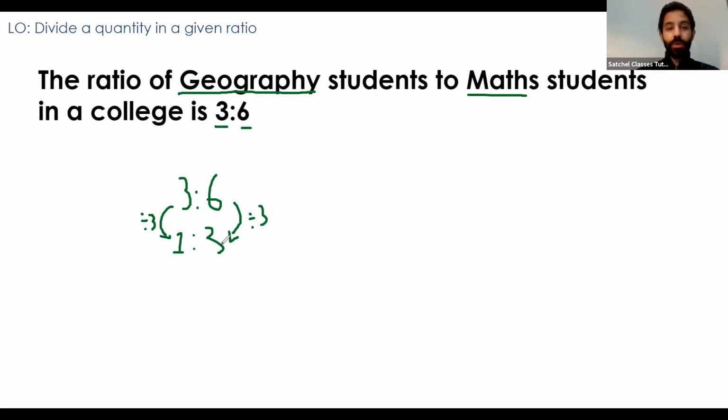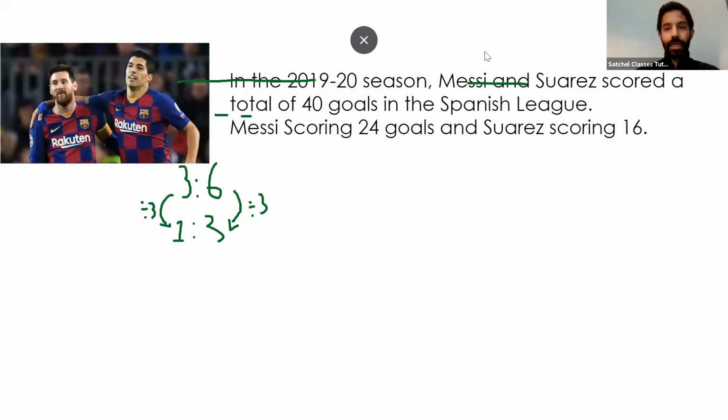And this could be important in terms of hiring teachers. A school will definitely hire more maths teachers than geography teachers because there are more maths students. Okay, now moving on.